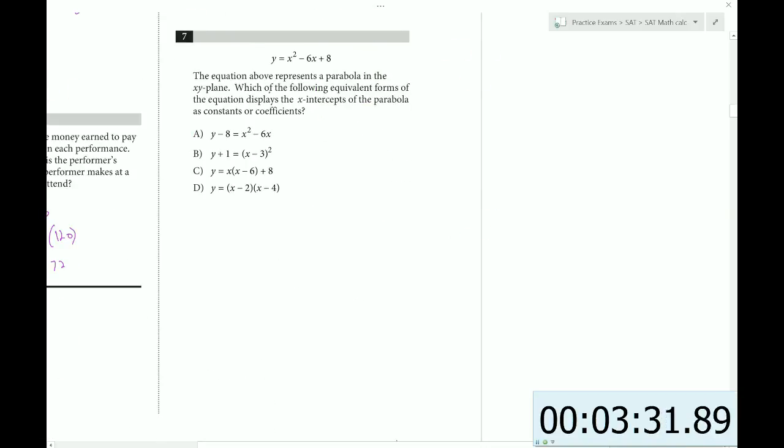The equation above represents a parabola in the xy plane. Which of the following equivalent forms of the equation displays the x-intercepts? So we want it to display the x-intercepts. So we want it in factored form. All right, so looks like choice D is going to be correct. And just to confirm, yeah, if we were to factor this, same negative 4 and 2, right?